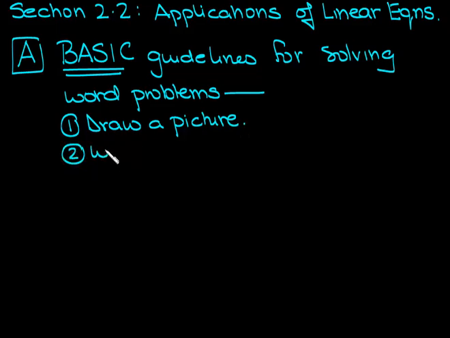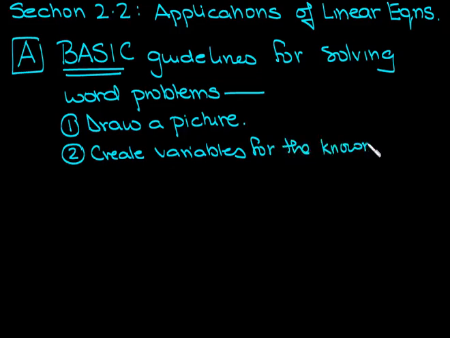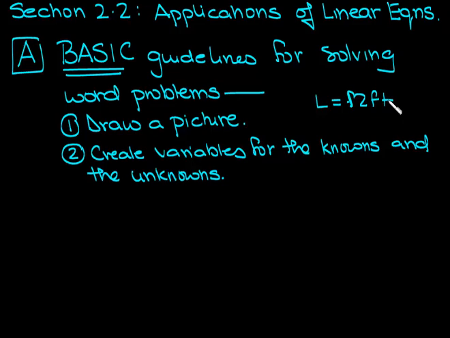The second thing is we want to write down, create variables for the knowns and the unknowns. So we want to basically write down the knowns and the unknowns by creating some variables. They might tell us in the problem the length of the rectangle is 12 feet, so we might want to create a variable L is equal to 12 feet and so on. Okay, so we just want to do that.